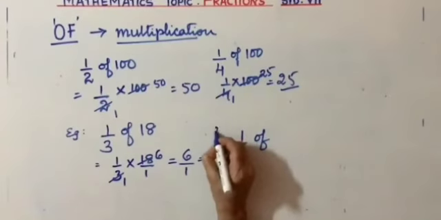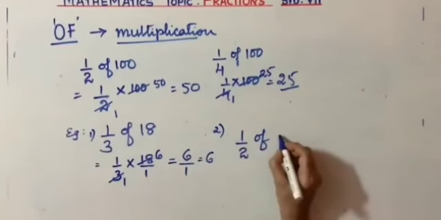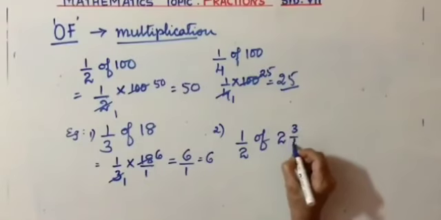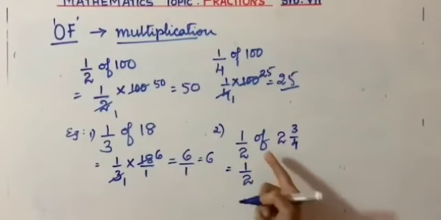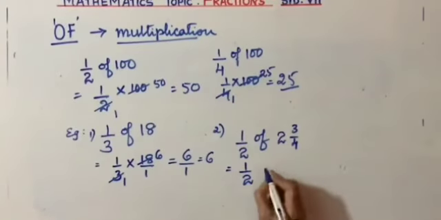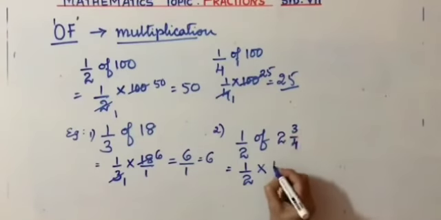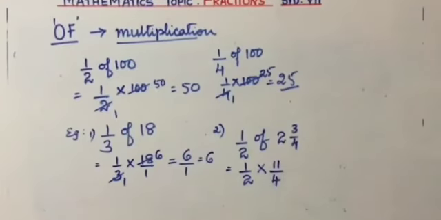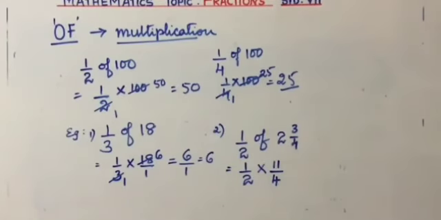Okay, now suppose I have half of, one more example. Suppose I have half of 2, 3 by 4. No problem. Half. Tell me what is of? Of is multiplication. Is it not? So 4 2s 8. 8 plus 3, 11 by 4. Okay. We have 4 2s 8 plus 3, 11 by 4. Now, first try to see if you can cancel anything, if you can simplify these fractions. If not, you have no choice.